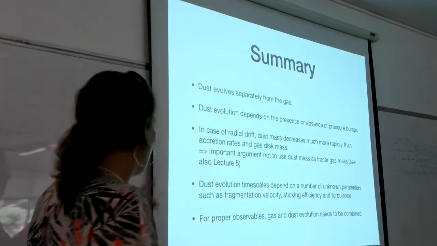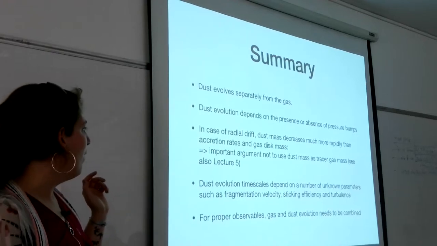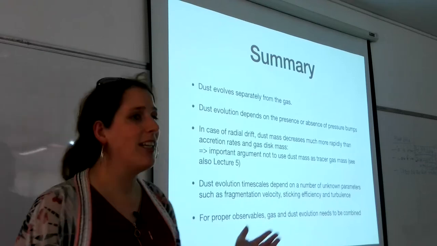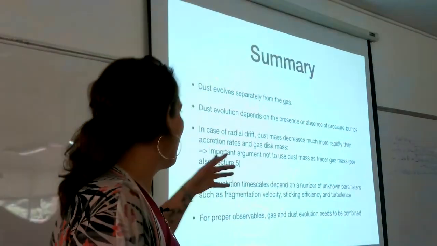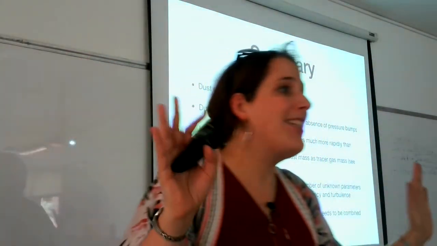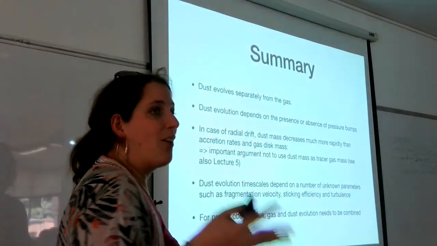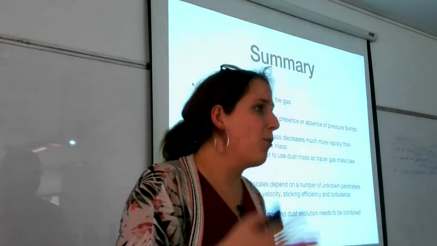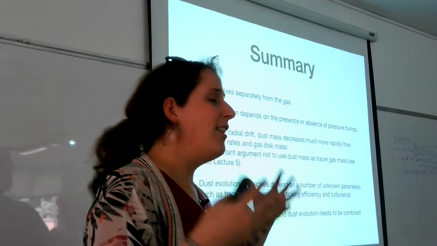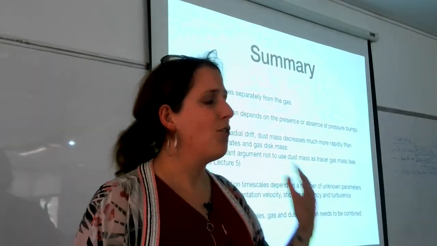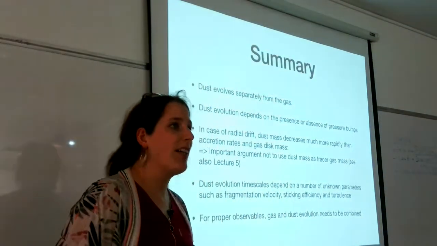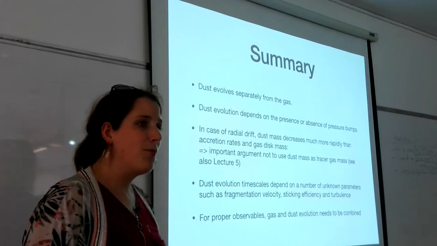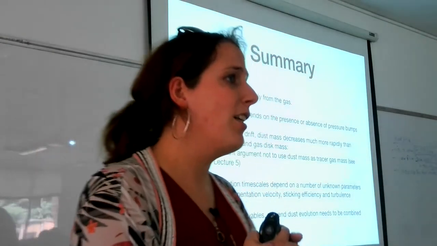I will also have to talk more about that tomorrow. Dust evolution timescales depend on a number of unknown parameters like fragmentation velocity, sticking efficiency, and turbulence. Some of those we can still work on in labs, some of those remain basically unconstrained. So hopefully we can constrain them with our observables. And in order to properly measure the observables of disk evolution, we always need to combine gas evolution and dust evolution together. So with that, I'm just going to end it. I had a few more slides on evolution, but I'll leave that for a later lecture, considering the time. So that's it about dust evolution.